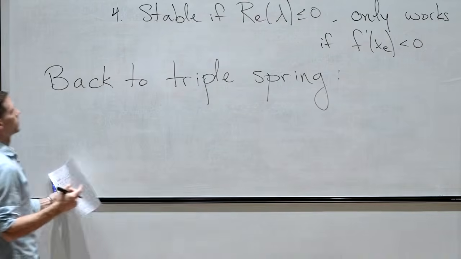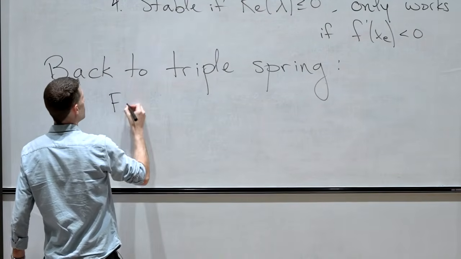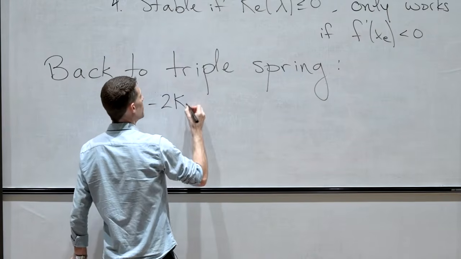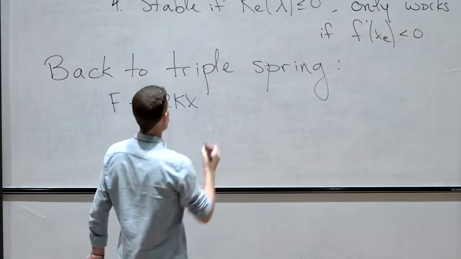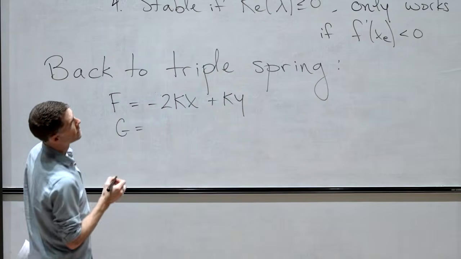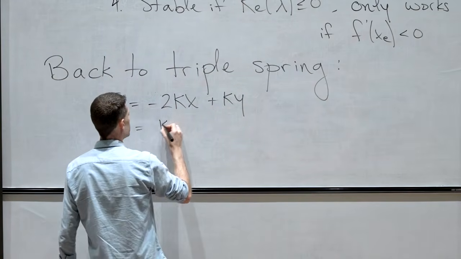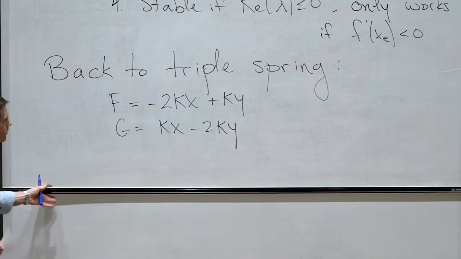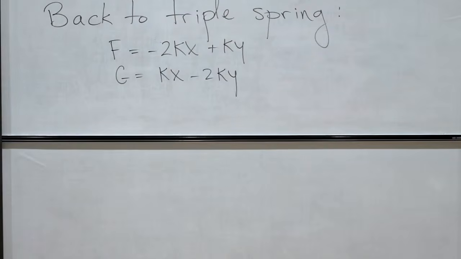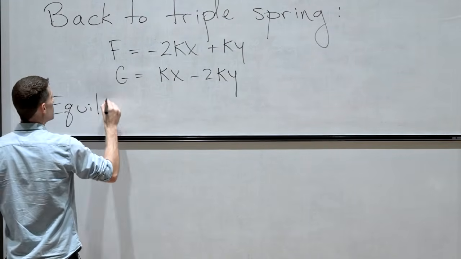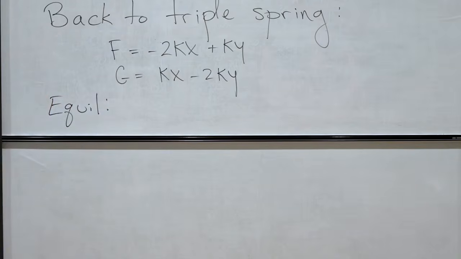Right, so here f is minus 2kx plus ky. G is kx minus 2ky. We start by finding the equilibrium points, so I need those equations to simultaneously be 0.